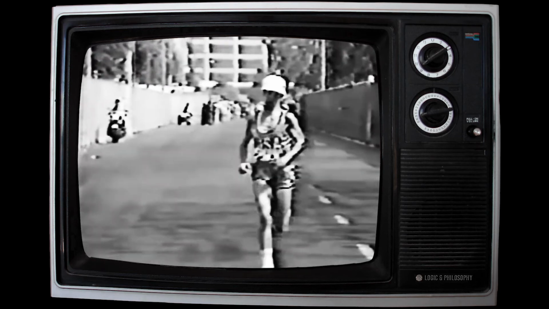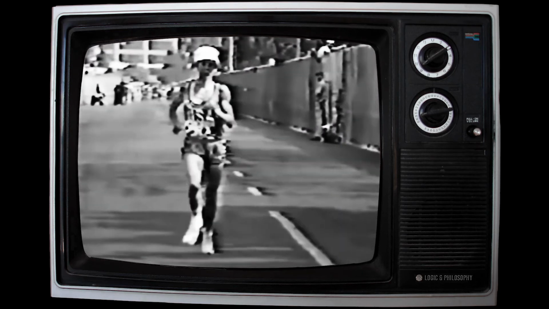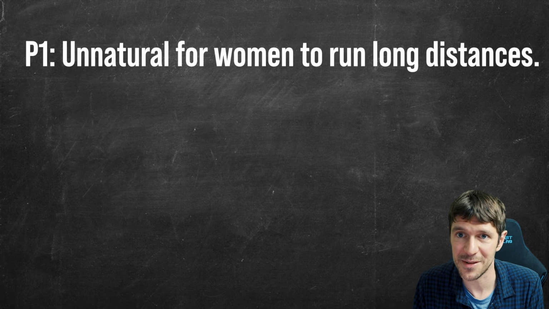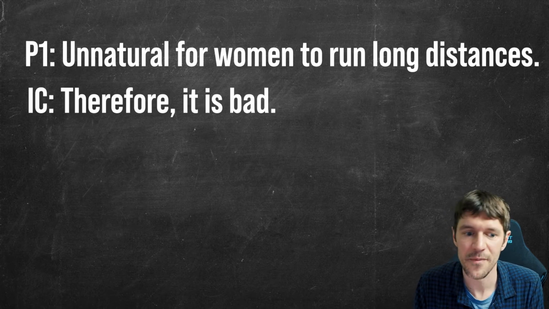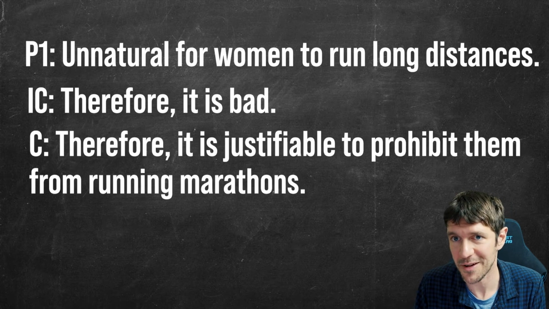The reasoning went something as follows. It's unnatural for women to run long distances. They weren't made to do this. Therefore, it's bad for them. It's harmful for them to run long distances. Therefore, we should keep women from running long distances.